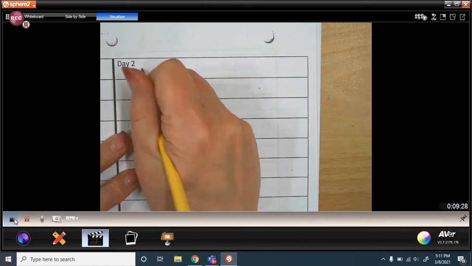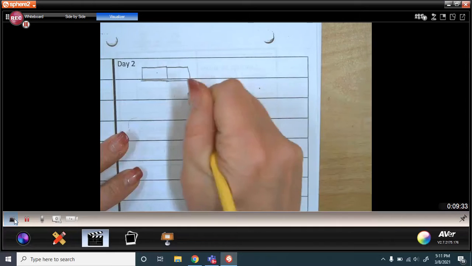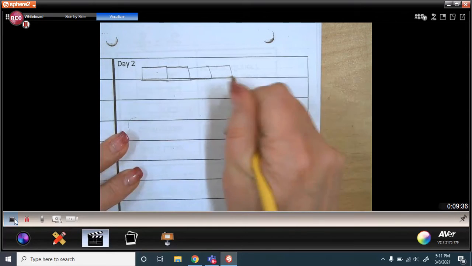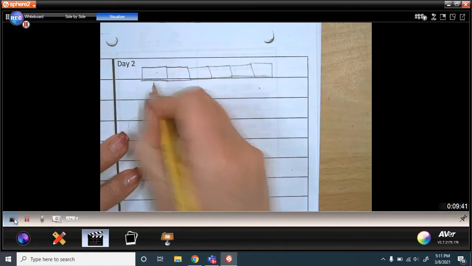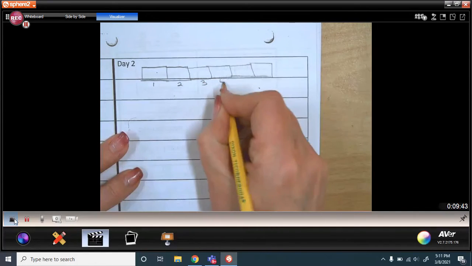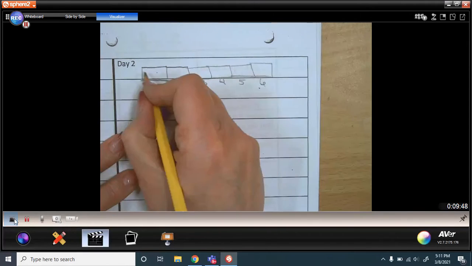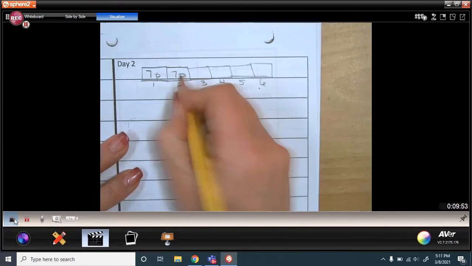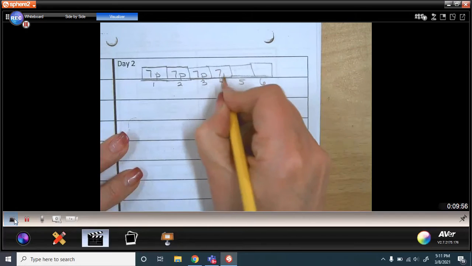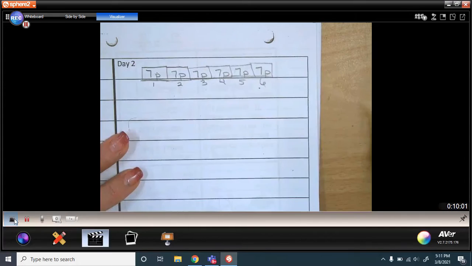But let's think about it. Okay, so families are groups, right? So 6 families, that means I have 6 groups, right? Family 1, 2, 3, 4, 5, and 6. Now, it said there are 7 people in each family. So I'm going to put a 7P, 7 for 7 people. Now, they want to know how many people went to dinner.